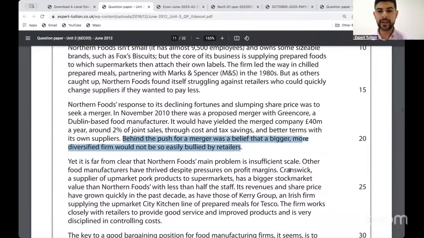And here it is. It's literally all there, yeah? It talks about a company called Cranswick who are doing really well. There's another one called Kerry Group that are doing really well. In other words, there are other suppliers that are thriving.